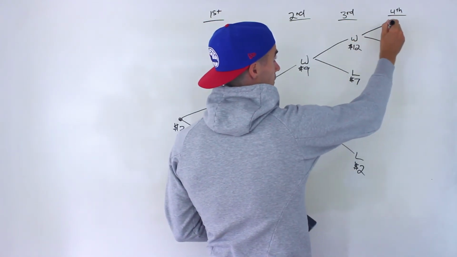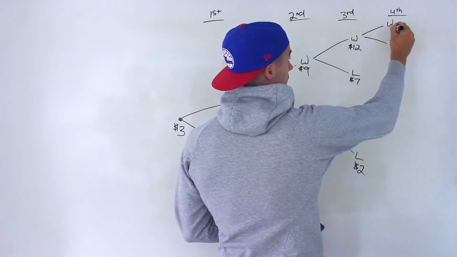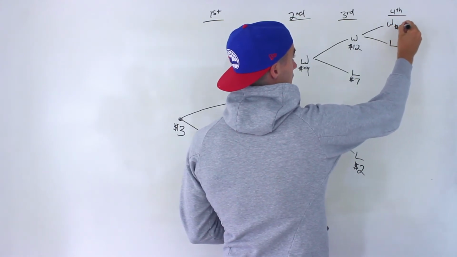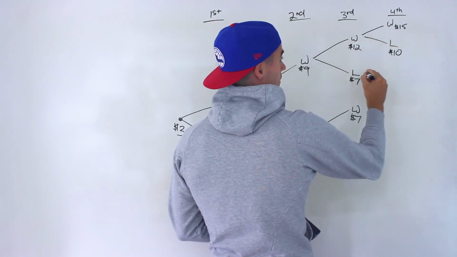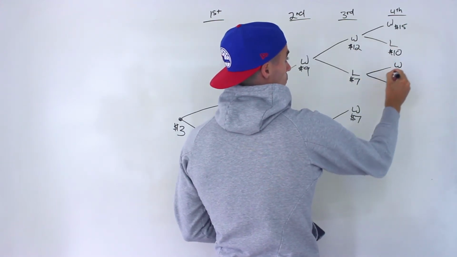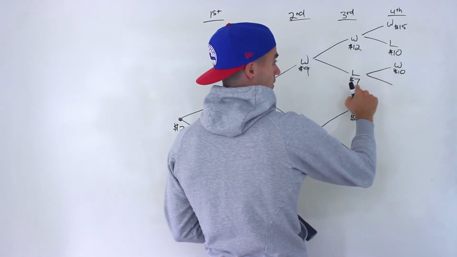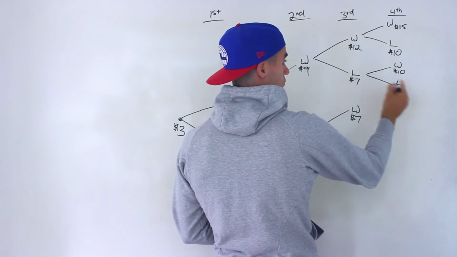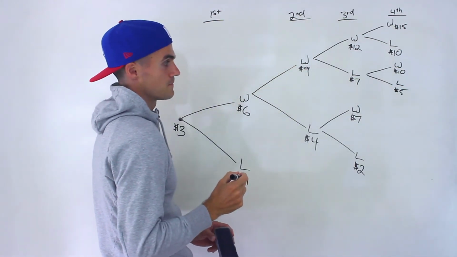So we've got win and lose. If you win, you end up with 15. If you lose the $2, you'd end up with 10. Over here, if we win, you make a $3 profit, you'd end up with 10, right? 7 plus 3. If you lose, though, you lose $2, so you'd end up with 5, like that.